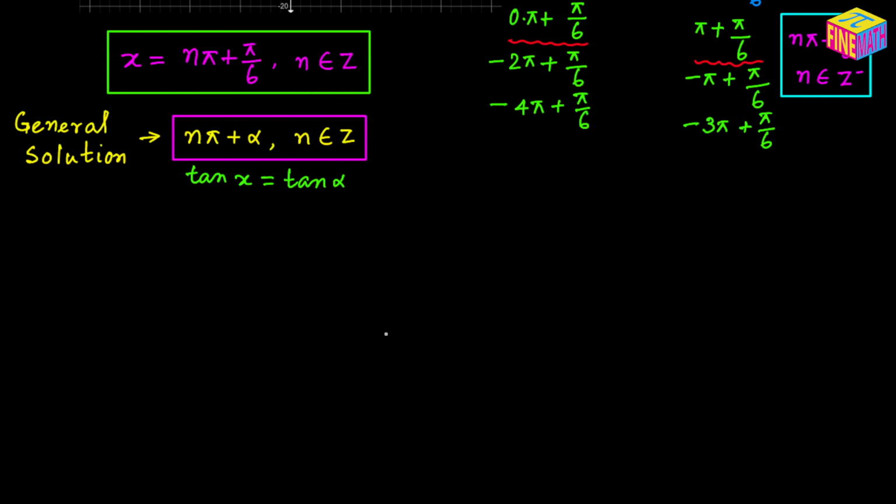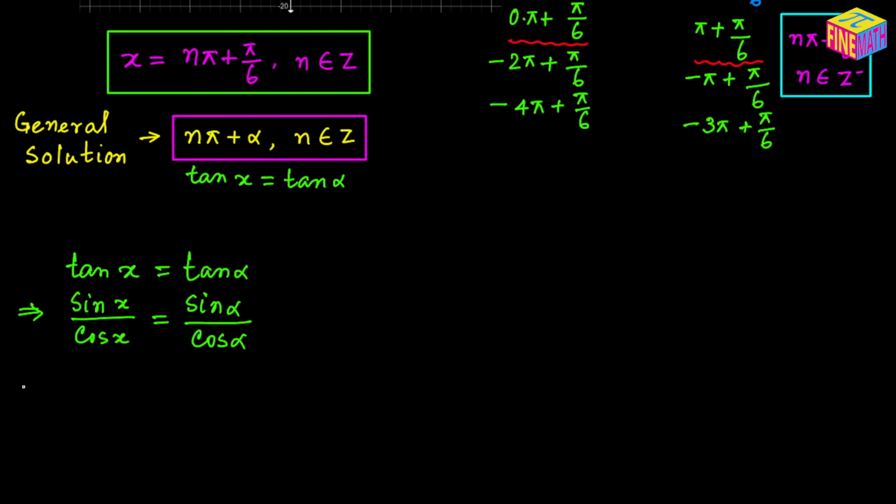So let's try that. Well, our original equation is tangent of x equals tangent of alpha. Can we write it as sine of x over cosine of x equals sine of alpha over cosine of alpha? And if we cross multiply, what are we going to get? We are going to get sine of x times cosine of alpha is equal to cosine of x times sine of alpha.